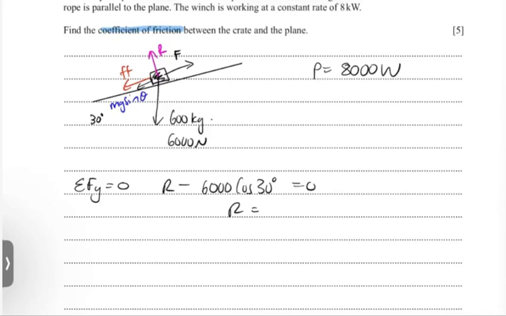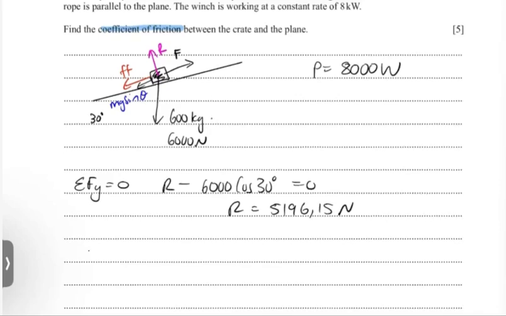And that gives me 5196.15 newtons. Okay, that's my R value. Right, now let's work out the frictional force. So it's going at a constant speed, so I know that it's not accelerating. So it's actually going to be equal to 0. So I've got minus my friction, minus my weight component going down the slope.